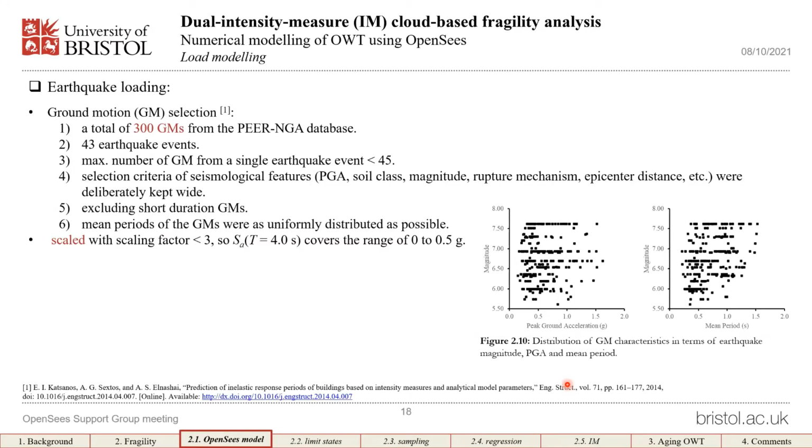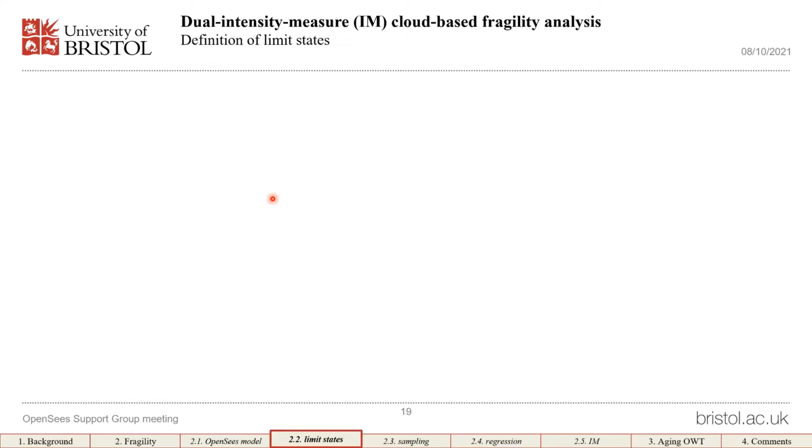For earthquake loading, ground motion selection was performed to obtain an ensemble of 300 ground motions in total. A number of selection criteria were followed. The main purpose was to include as many types of ground motions as possible, and also to include as many seismological features as possible.